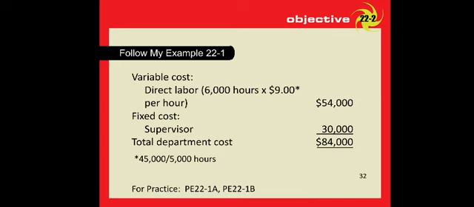So now the activity of production is 6,000 hours. 6,000 times $9. And supervisor salary is fixed. Something that you have to know. In a factory, the supervisor salary is fixed. So the example here is 30,000. So if the business uses a flexible budget, the budgeted cost is 54,000 plus 30,000 equal to 84,000.